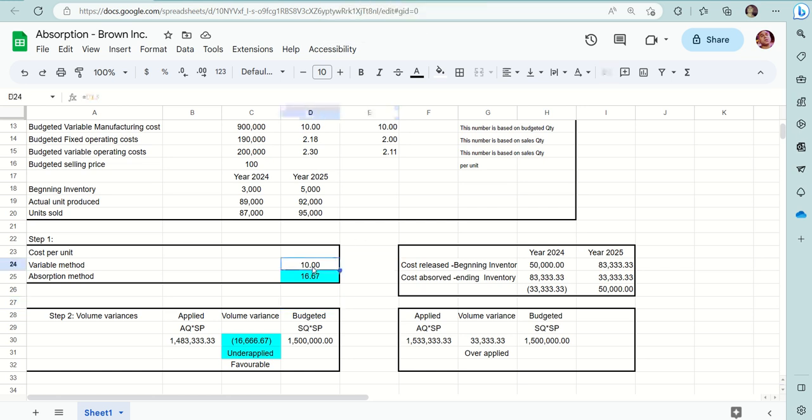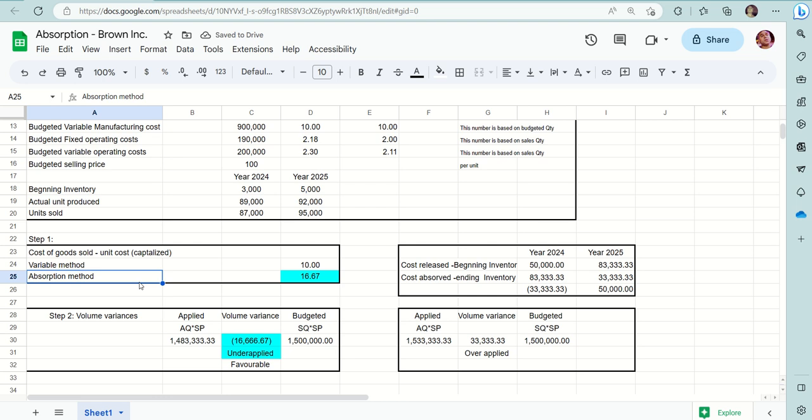So how did you get $10? The variable costs under the variable method. So this is cost per unit, or maybe we could say cost of goods sold unit cost, also known as what we capitalized. So this amount is capitalized.